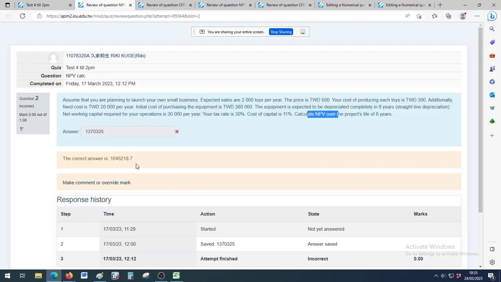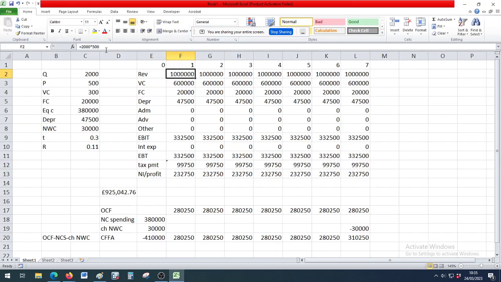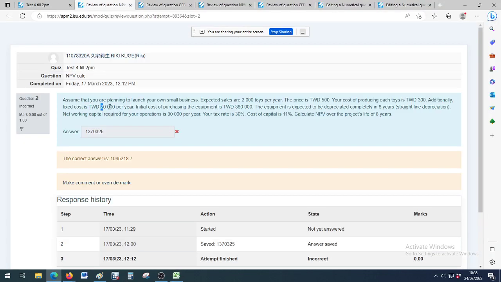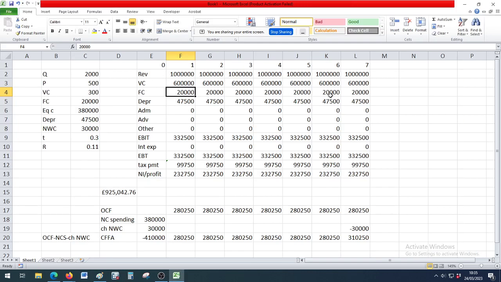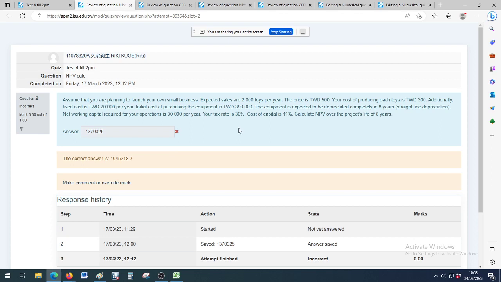I'm not sure why it's different from my previous Moodle answer. Did I make a mistake somewhere? 2,000 toys, 2,500 price. So variable costs 300 times 2,000, the quantity. Fixed costs 20,000 indeed. Okay, all those numbers are correct. Depreciation 380. Let's see.